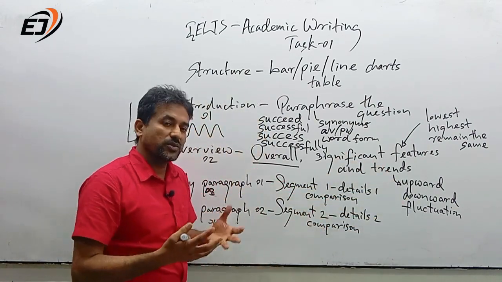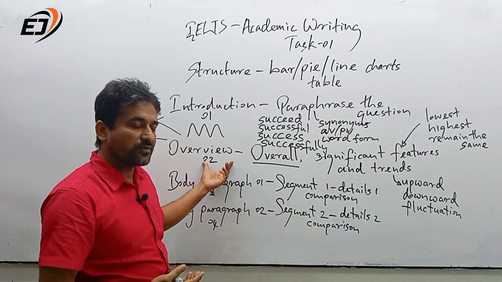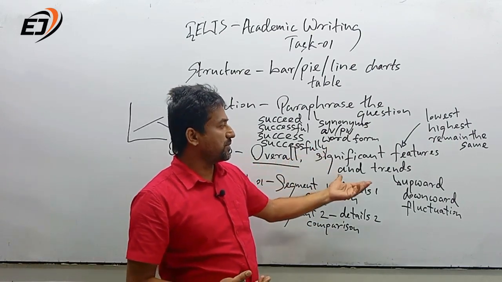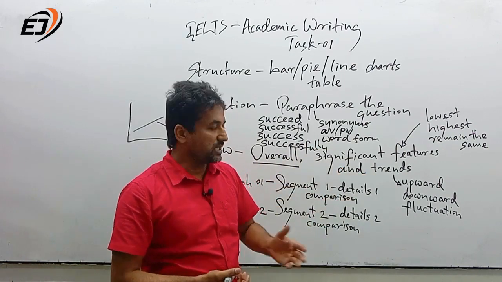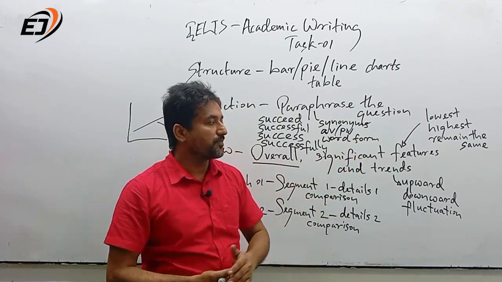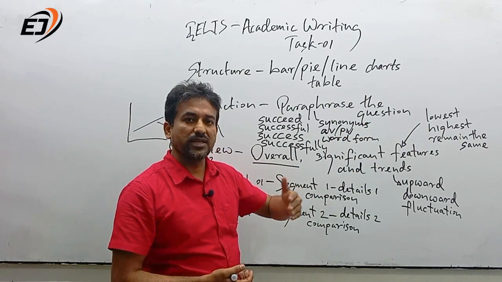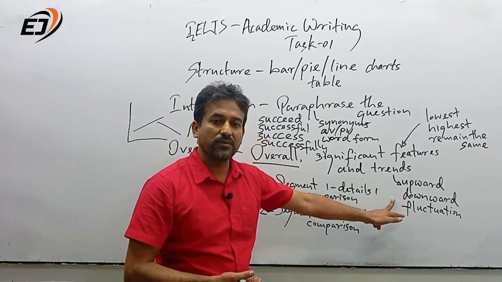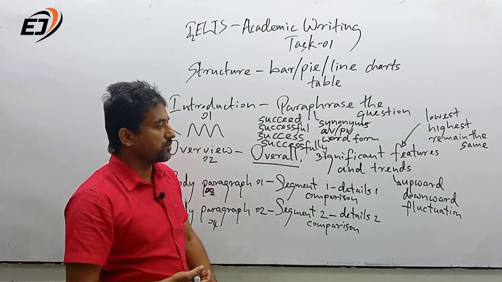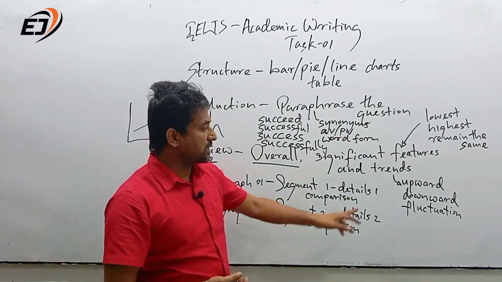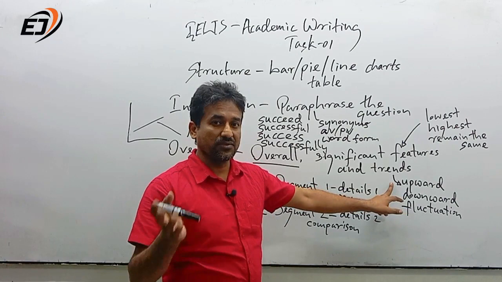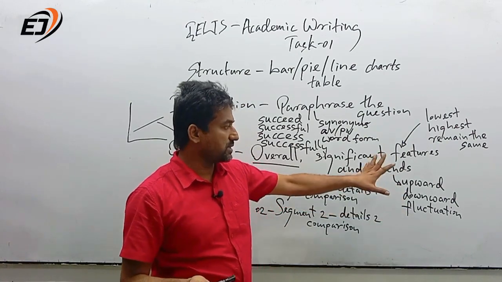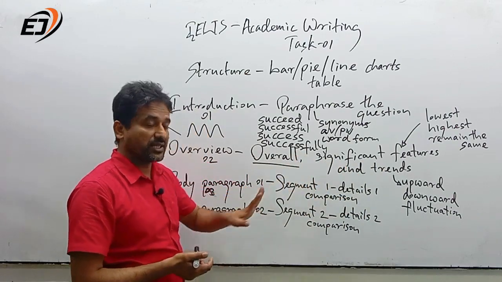එතකොට what is your task in the overview paragraph? So you have to start the overview paragraph with the word overall and then you have to mention the significant features and trends. What do you mean by significant features? Lowest, highest remains the same. And what do you mean by trends? Upward trend, downward trend or fluctuation. In other words, you can say upward trend, ascending trend, downward trend, descending trend. So those are the significant features, significant trends.